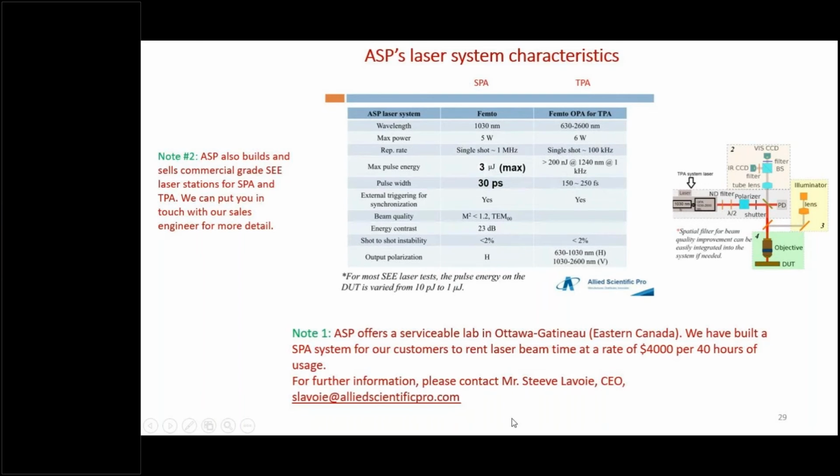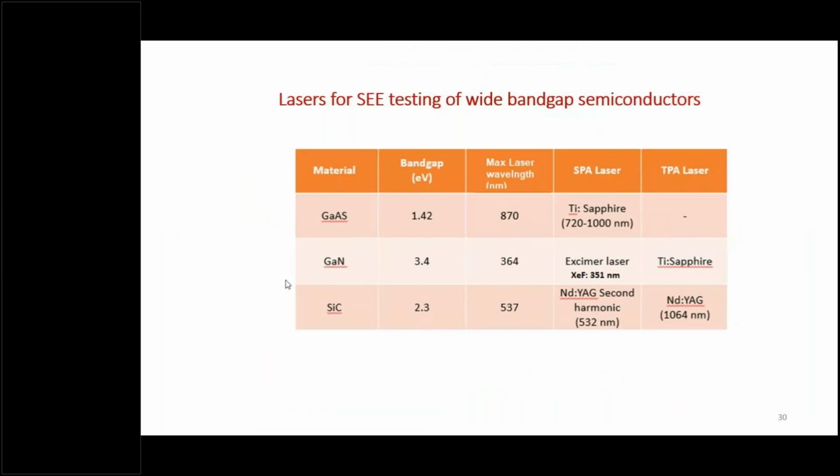So we have a serviceable lab in Ottawa, Gatineau that we would rent out for customers who want to come and basically test their equipment. And we also build and sell commercial C-grade systems, both SPA and TPA. And you could get in touch with our salespeople and basically get a quote for that.